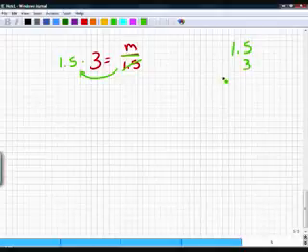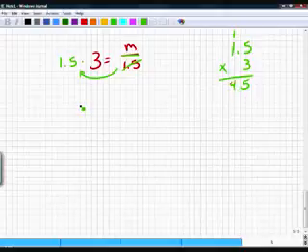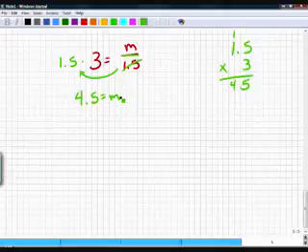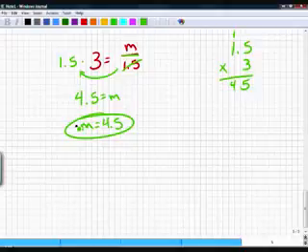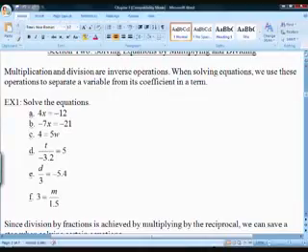So 1.5 times 3. 3 5s is 15. Carry the 1. 3 1s is 3, and 1 is 4. 4.5. So actually, the 4.5 should be on this side, right? We can switch it around. We've learned the properties before. It doesn't matter how you write it. 4.5 is m. M is 4.5. Same thing. Any questions?